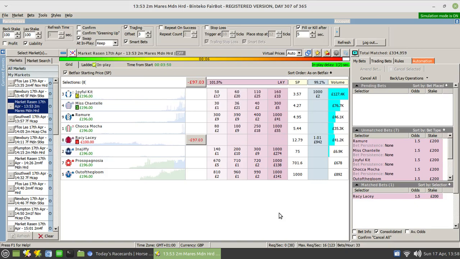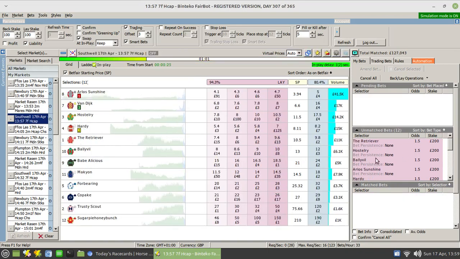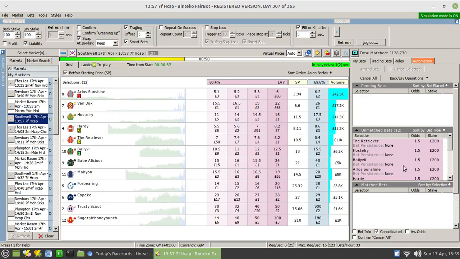Okay, now in actual fact, this next one at Southall's just about to start. Oh, it's already been done. So you see our bets are in. It's already off. Now this is a more typical race that you would look at. This one's at Southall, a fairly competitive looking race over only 7 furlongs.